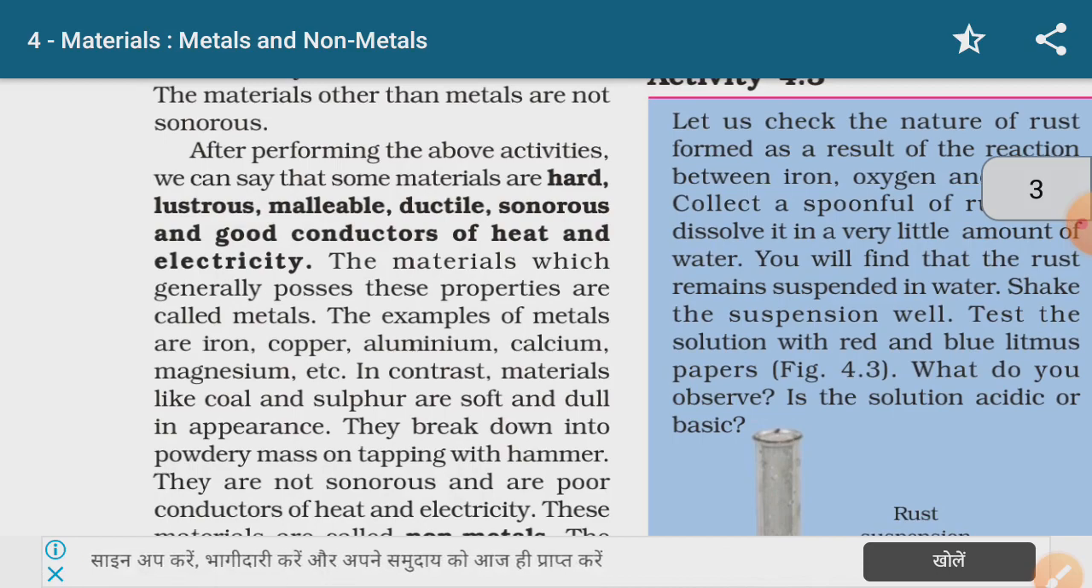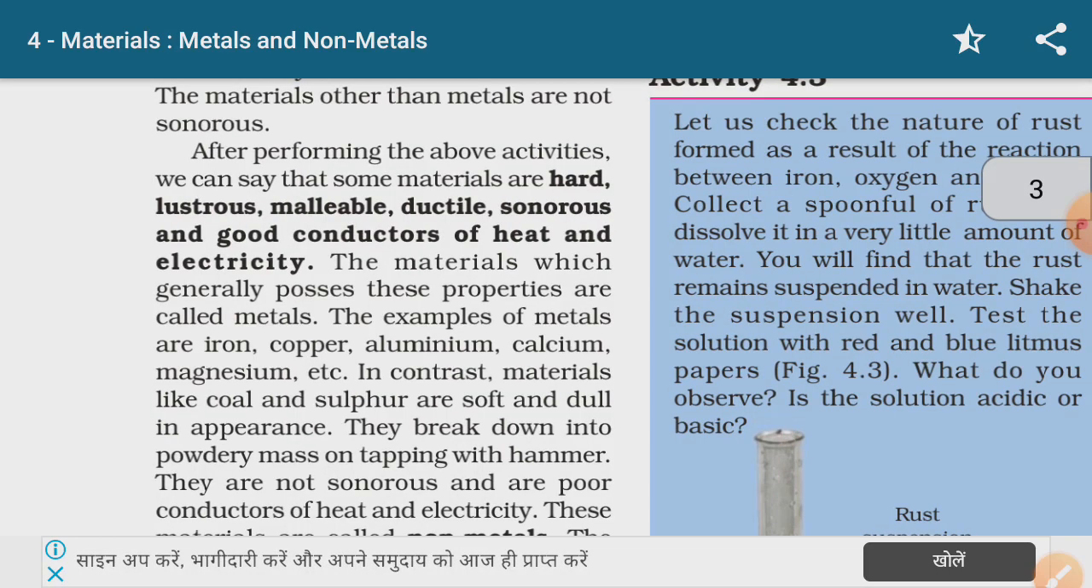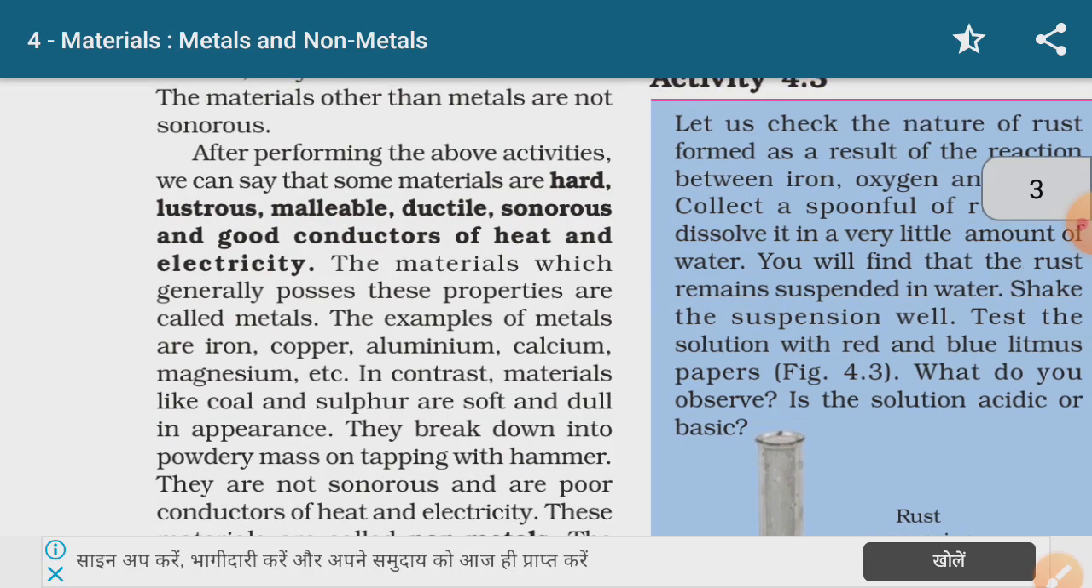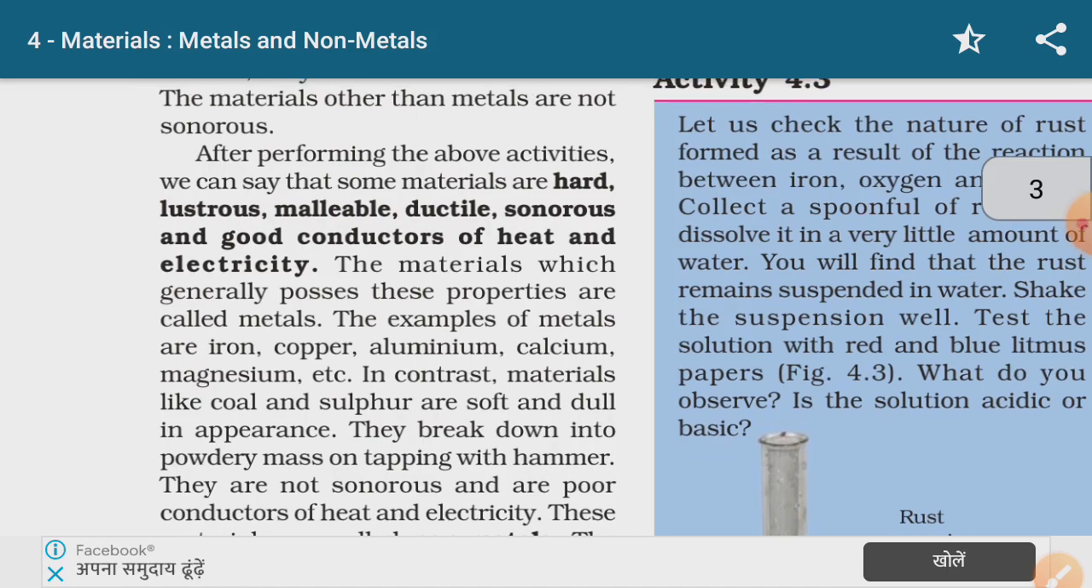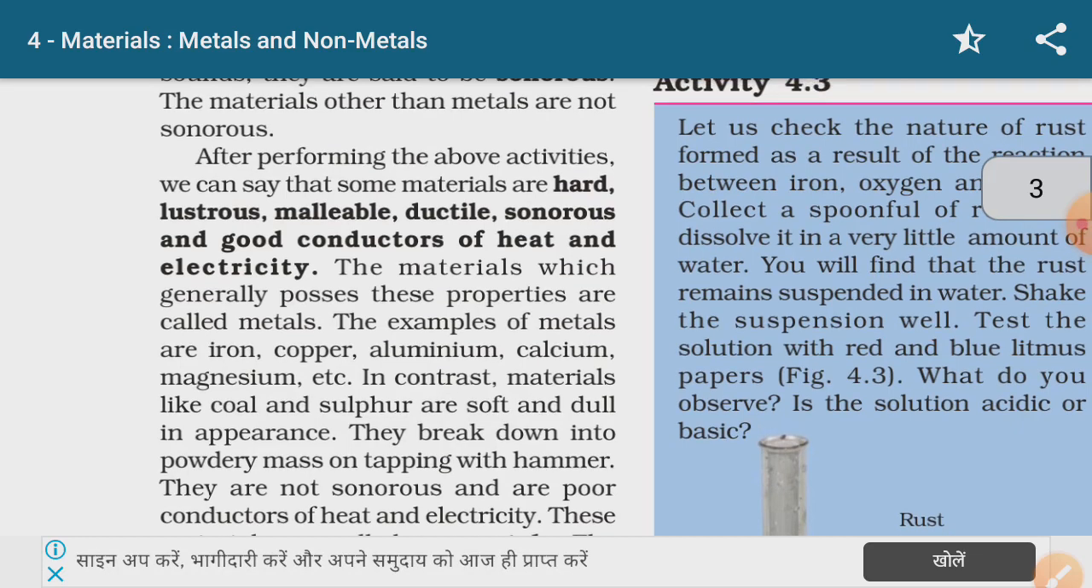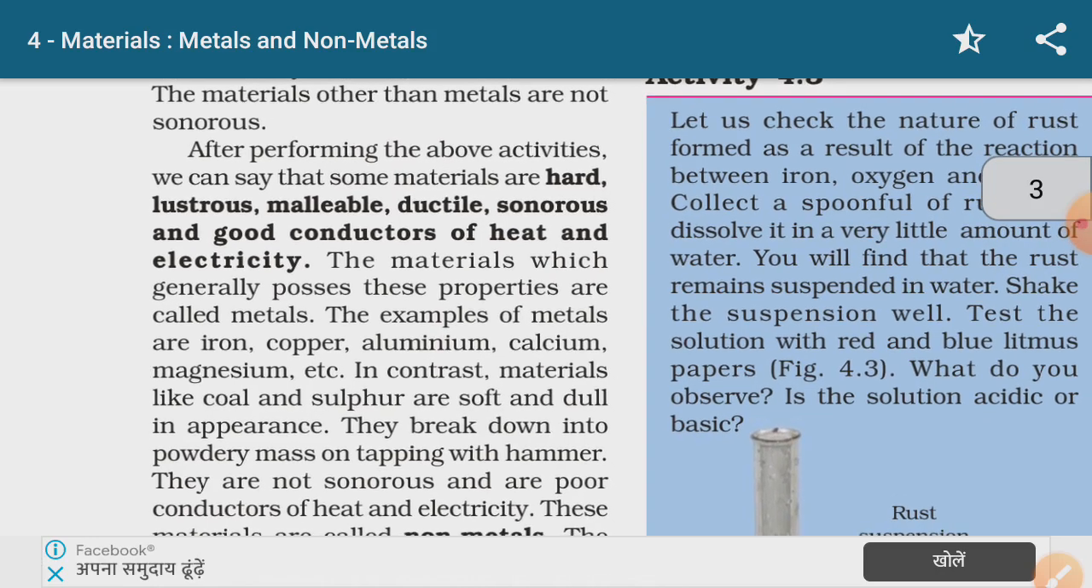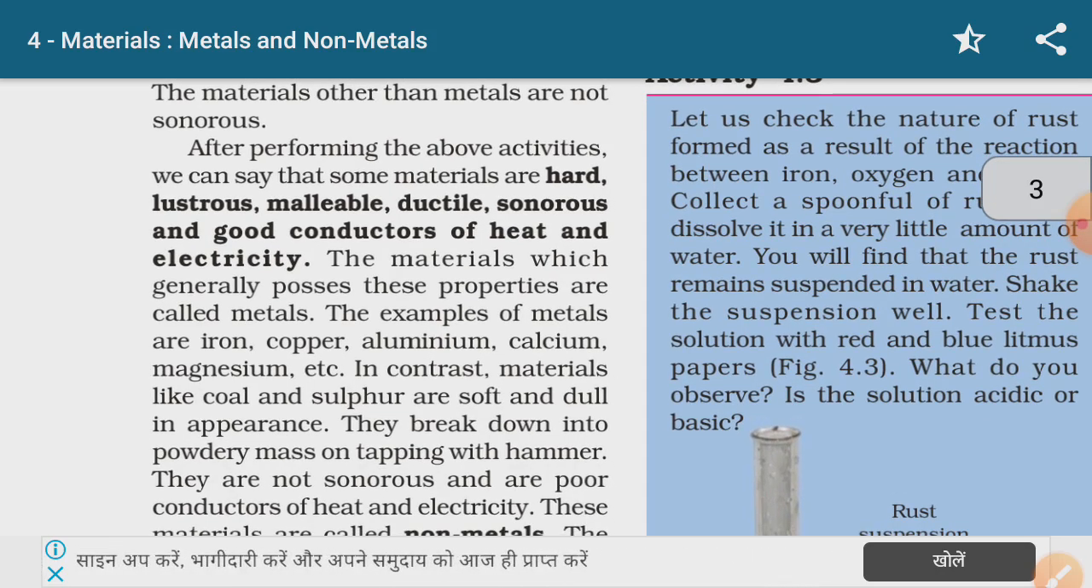In my previous videos I have given you some exceptions also. Exceptions are always there, and I have given you the tabular representation with the exceptions, and I want you to learn that table. Okay, the materials which generally possess these properties are called metals. The examples of metals are iron, copper, aluminium, calcium, magnesium.